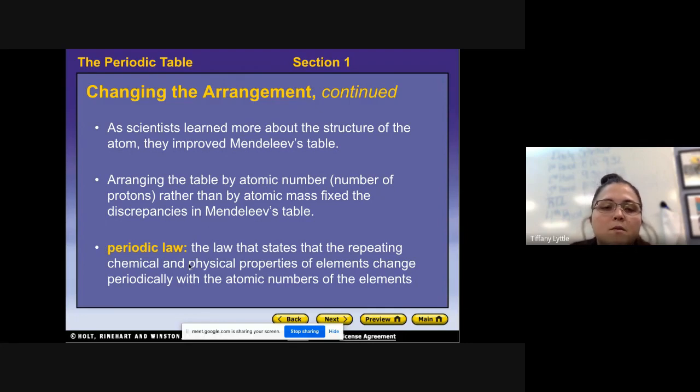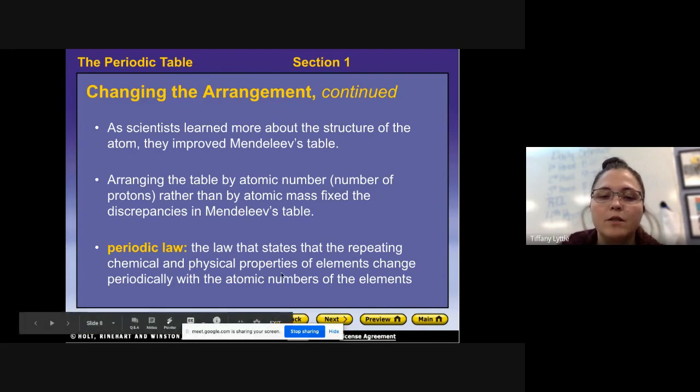And so from this, we have developed what is called periodic law. Periodic law is the law that states the regular repeating chemical and physical properties of elements change periodically with the atomic numbers of the elements. If something changes periodically, it means it changes at a regular interval.